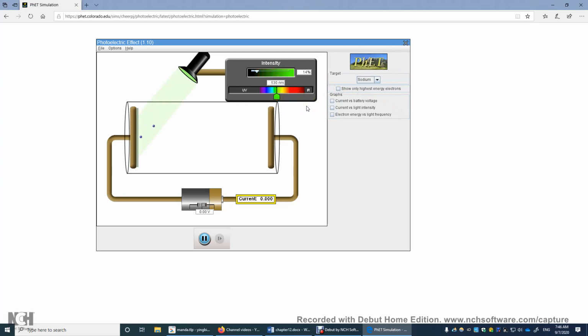We can find the minimum frequency by adjusting the wavelengths. Maybe 530 nanometers, maybe 535. Let's try 535. Electrons are still being ejected, but really slowly. So let's try 550. 550 is not going to work. 545. It's not working, so we need to further increase the frequency. 540. Maybe 538. Okay, so we get the longest wavelength of the light that can be used to eject electrons from sodium.